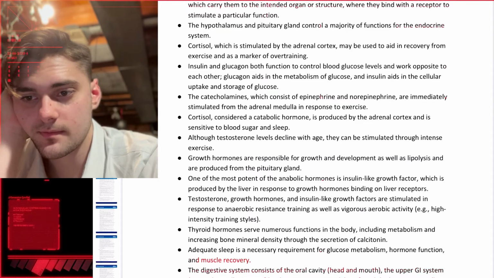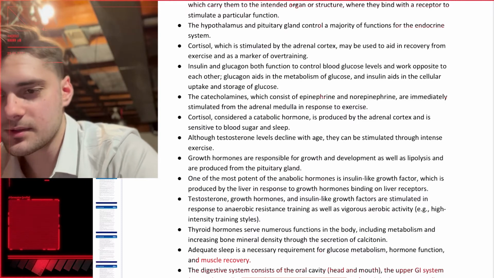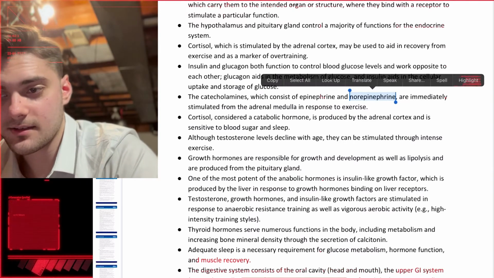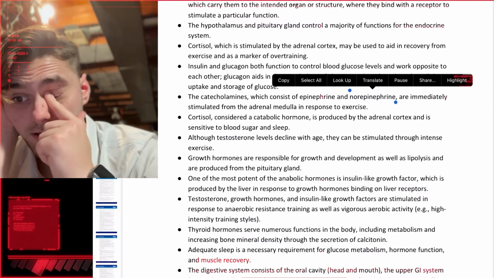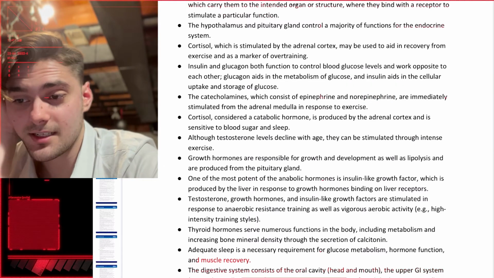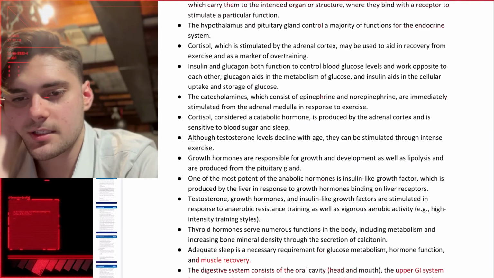Catecholamines, which consist of epinephrine. I do that one. I can't say it still, though. Come on. Norepinephrine. Oh, said it. Are immediately stimulated from the adrenal medulla in response to exercise.